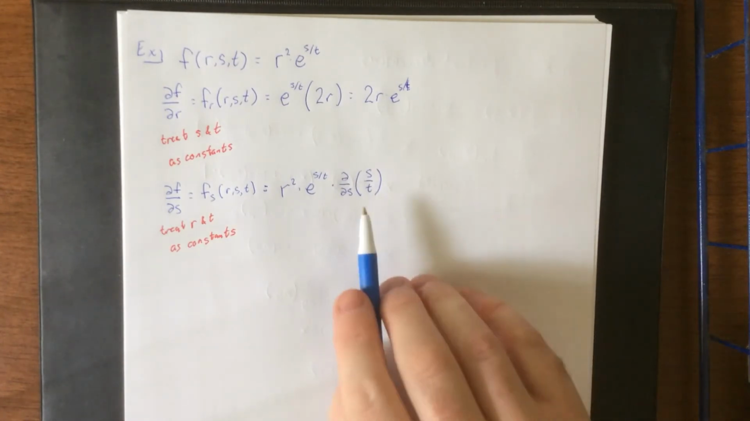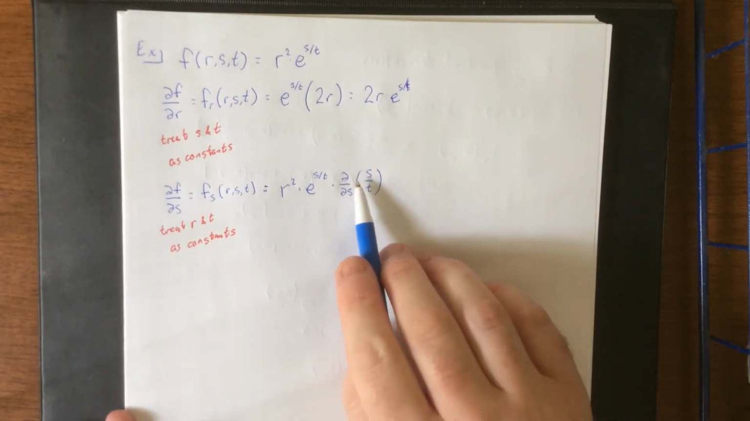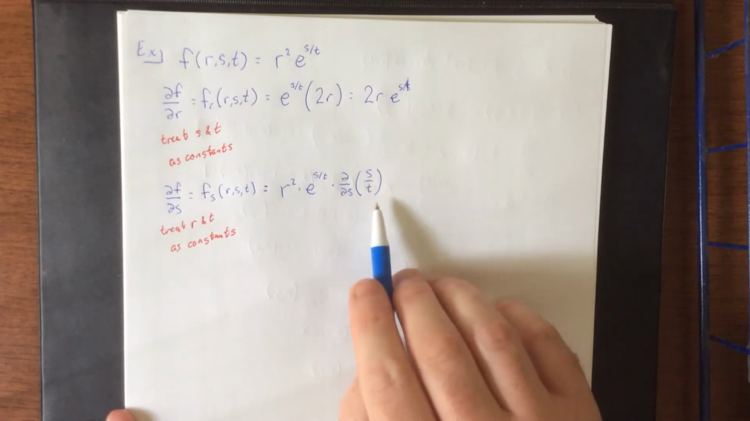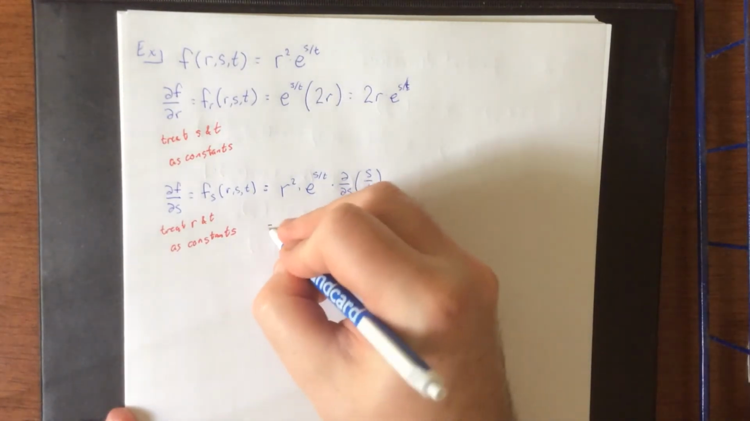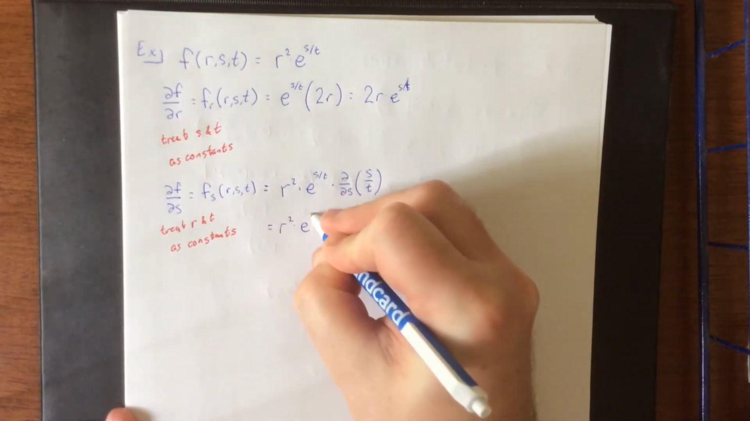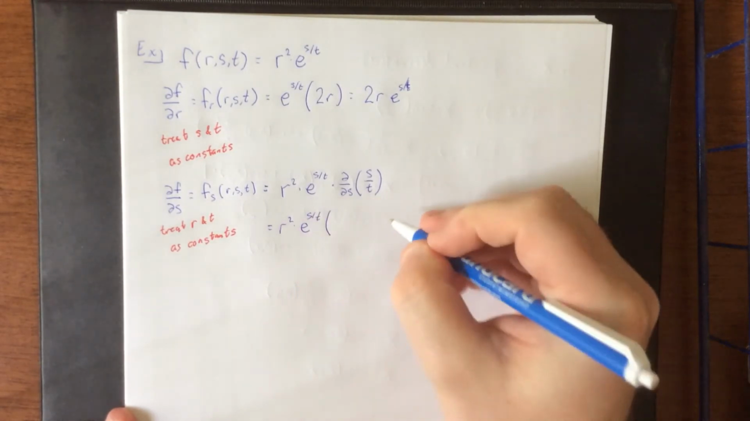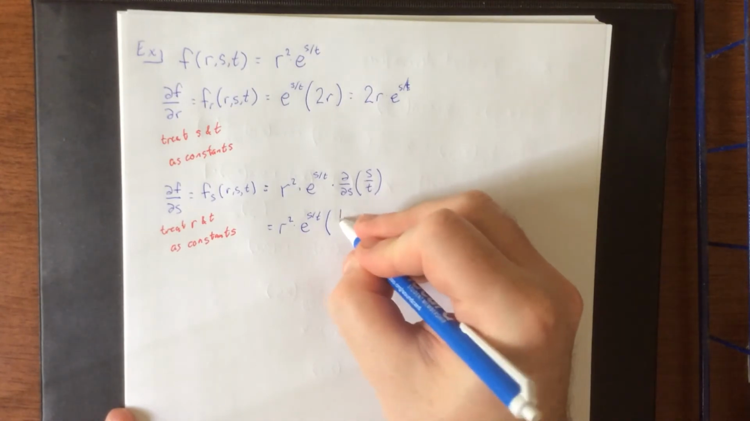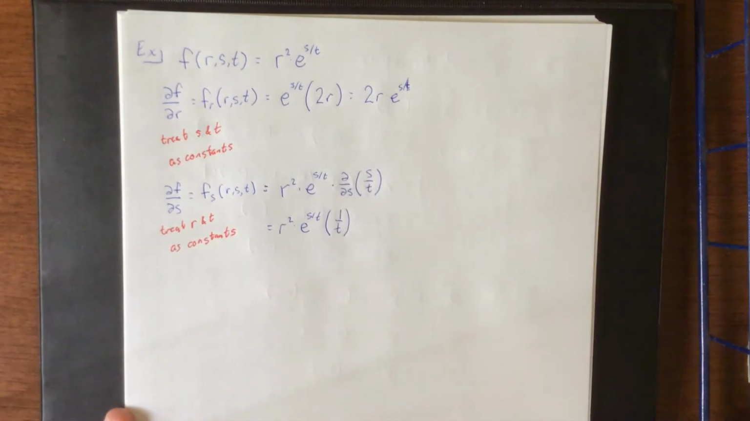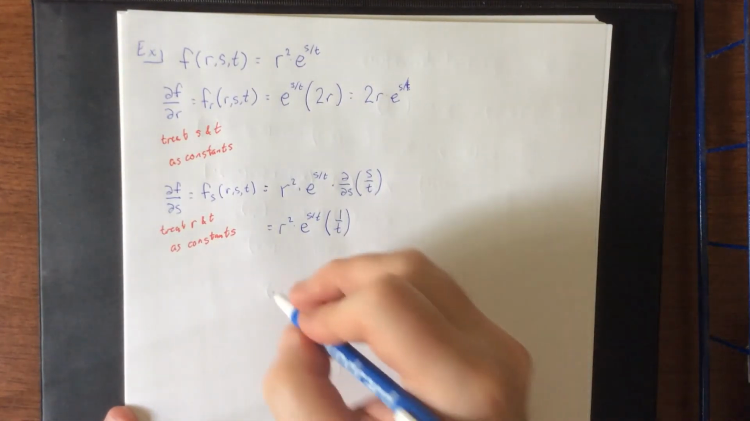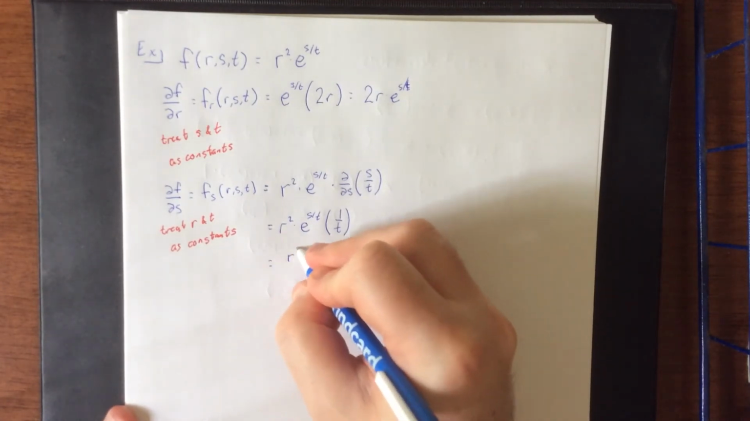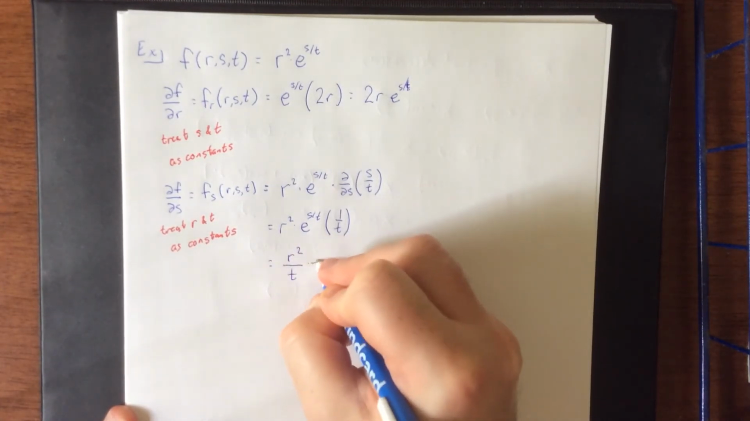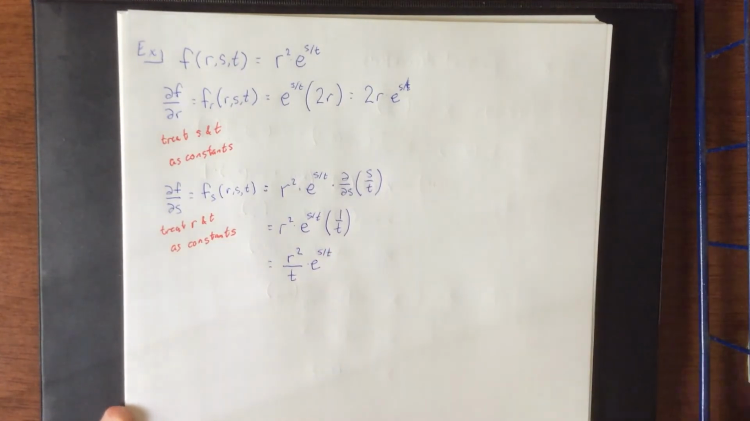Now, similar to what we did on the previous problem, we can treat this as 1 over t times s, where 1 over t is simply a constant multiple. So taking the derivative of a constant multiple times a variable will just give us the constant multiple. That would be just 1 over t. So reordering to try to make this look a little bit nicer, we'll call this r squared over t times e raised to the s over t power.